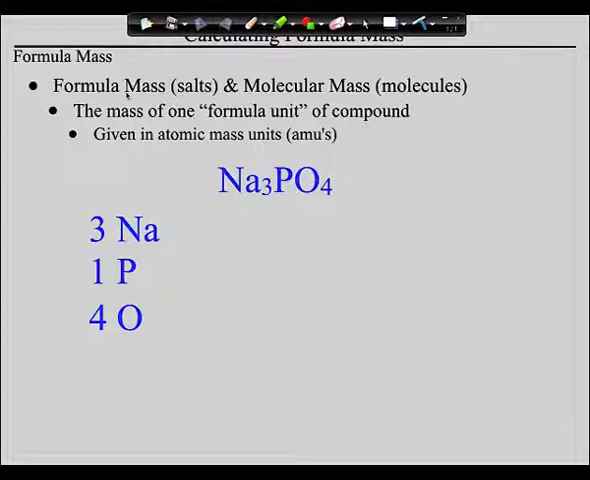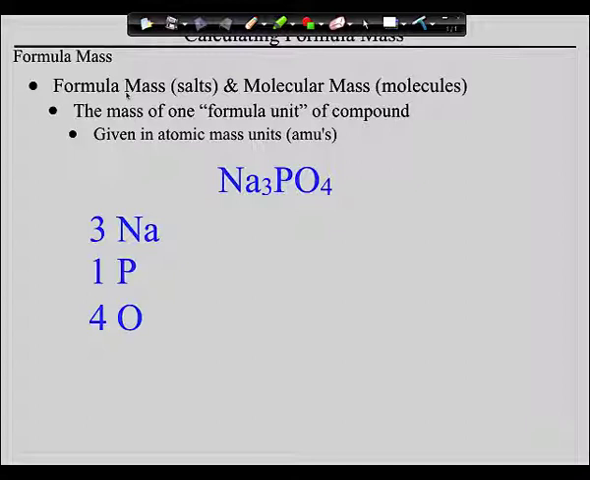Now, we want to figure out how much this sodium phosphate weighs. So what do we need to know in order to figure out how much sodium phosphate weighs? The mass of sodium, phosphorus, and oxygen. Now guys, here's what we're going to do. We're going to go 1 decimal place. Round your masses to 1 decimal place.